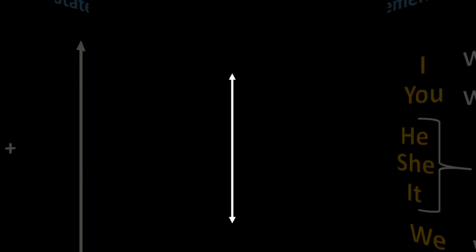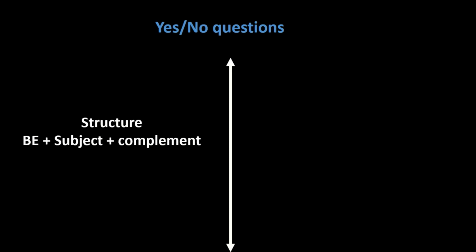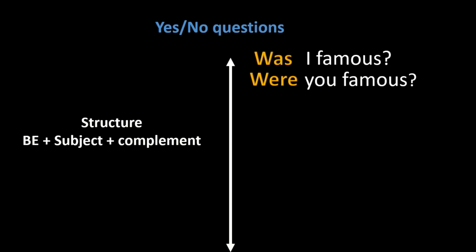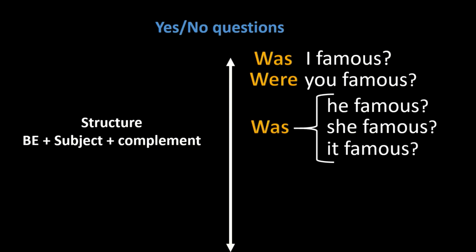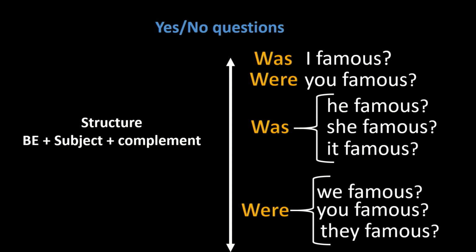Now let's take a look at yes/no questions. The structure for this is be plus subject plus complement. And some examples are: Was I famous? Were you famous? Was he famous? Was she famous? Was it famous? Were we famous? Were you famous? Were they famous?